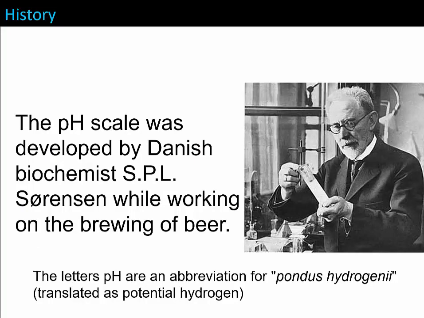The pH scale was developed by Danish biochemist Soren P.L. Sorensen while working on the brewing of beer. The letters in pH are an abbreviation for pondus hydrogenii, which translates as the potential of hydrogen.